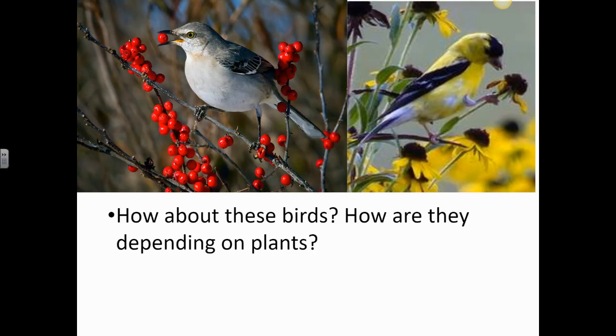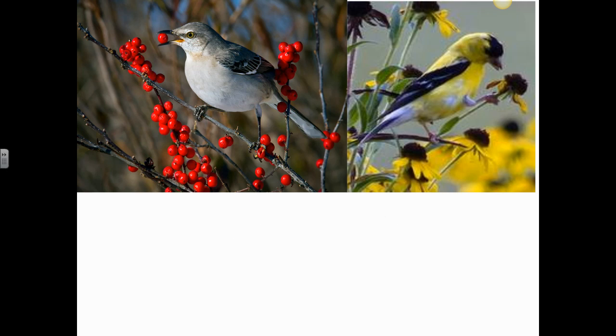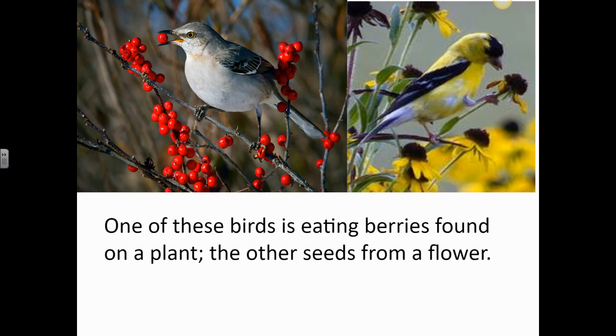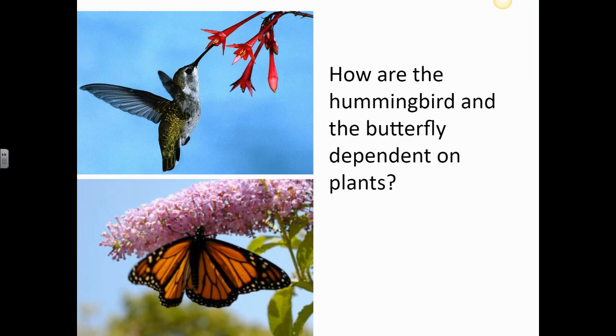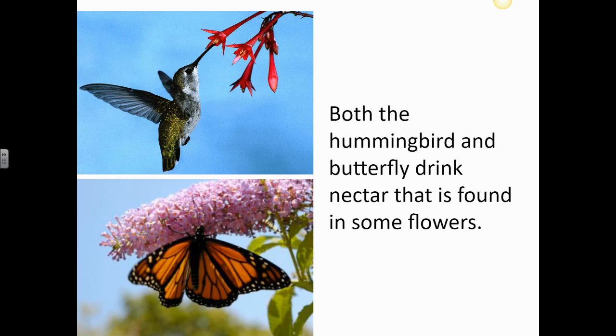All right, how about these birds? How do they depend on plants? One of the birds is eating berries found on a plant. The other eats seeds from a flower. How are the hummingbird and the butterfly dependent on plants? Both the hummingbird and butterfly drink nectar that is found in some flowers.